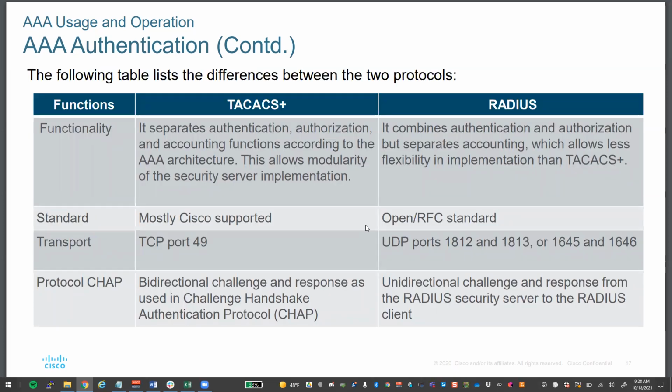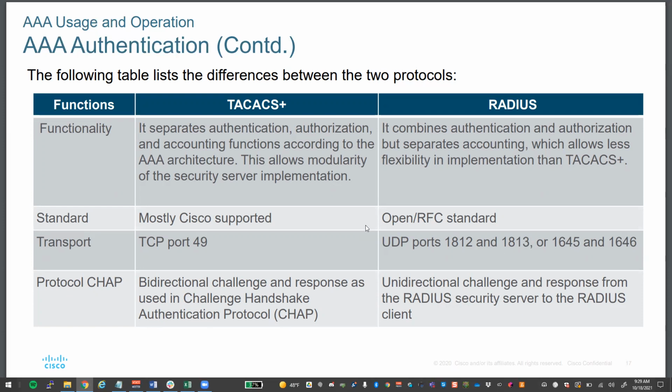So functionality between TACACS and RADIUS, these are the two main protocols for Cisco. In TACACS, you have separate authentication, authorization, and accounting functions. It allows for more modularity of the security server implementation. In a RADIUS system, it combines authentication and authorization but separates accounting, which is less flexible in terms of implementation than TACACS. TACACS is mostly Cisco only. RADIUS is an open standard.